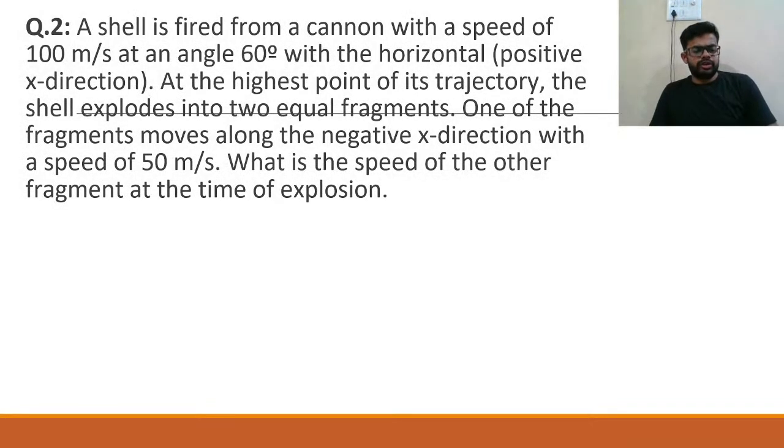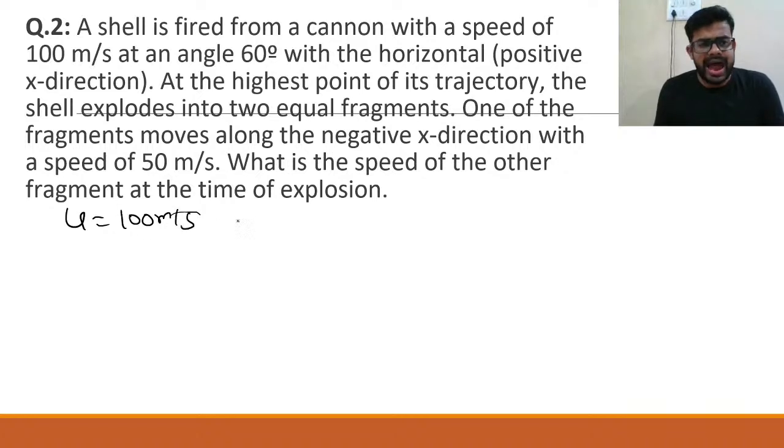Yeah, this is question number two. In question number two, it is written that a shell is fired from a cannon. I know some time before you saw the cannon, right? So a shell is fired from a cannon with a speed of 100 meter per second. It is given that the initial speed is 100 meter per second at an angle theta equal to 60 degrees with the horizontal and positive x direction.